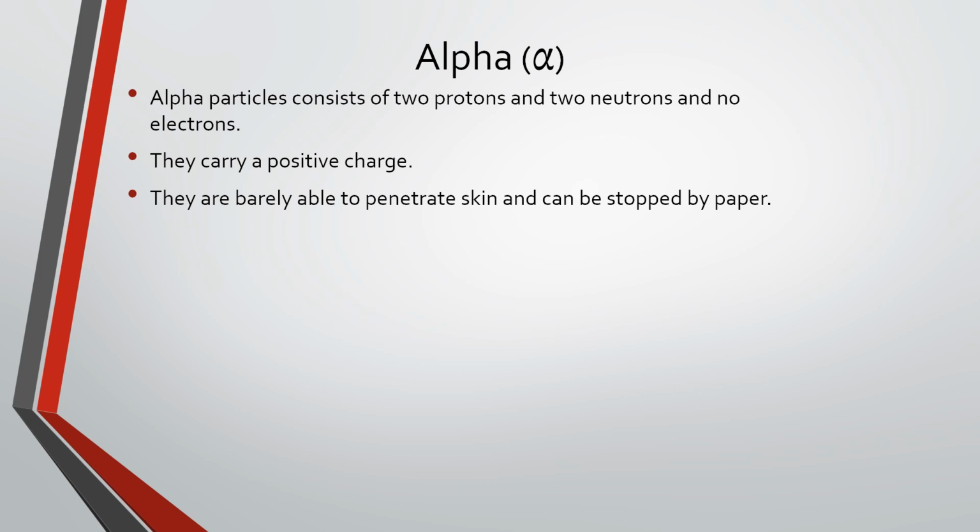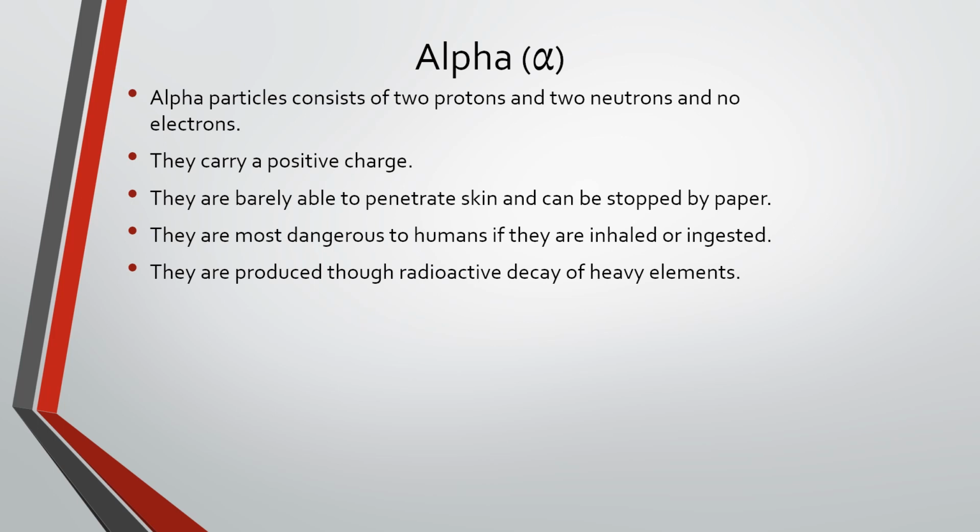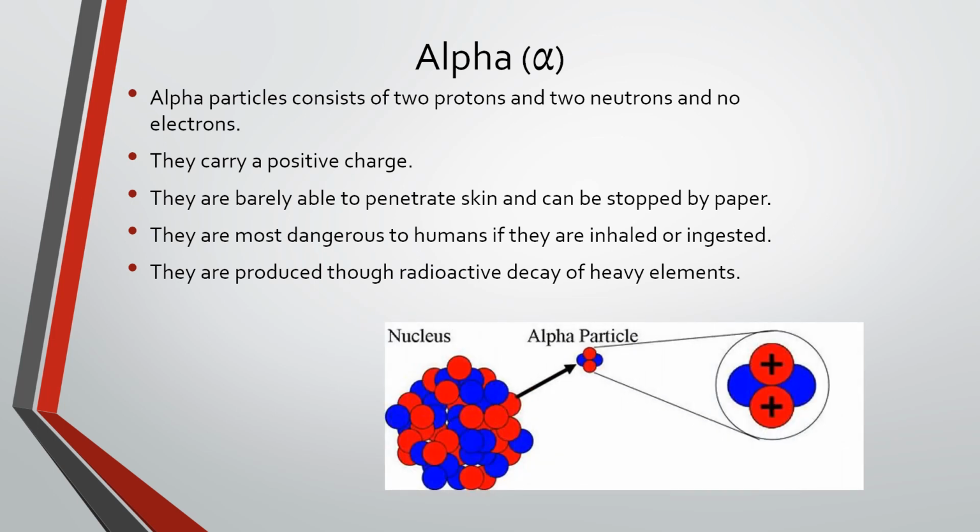They are barely able to penetrate skin, and they can be stopped by a sheet of paper. They are most dangerous to humans if they are inhaled or ingested. When they are either inhaled or ingested, the alpha particle can release the radiation directly into our tissues. They are produced through radioactive decay of heavy elements, and this is a picture of it. A radioactive nucleus will release an alpha particle, which has 2 protons and 2 neutrons.